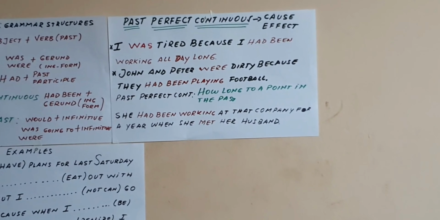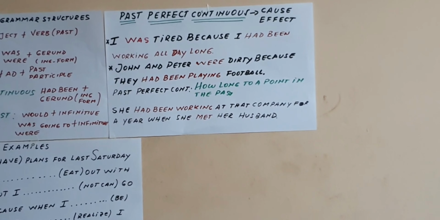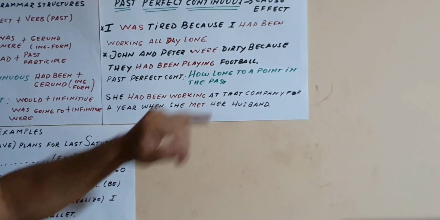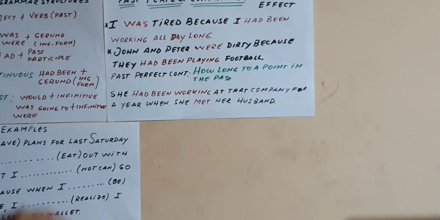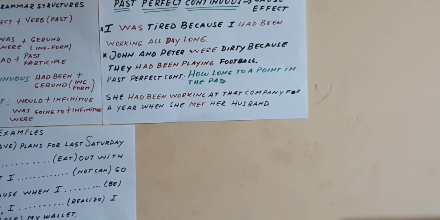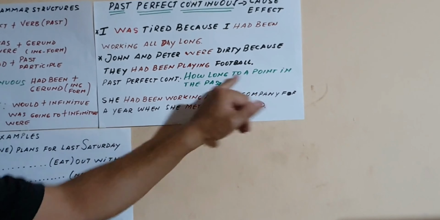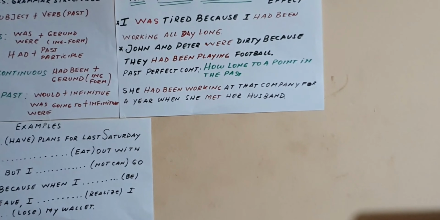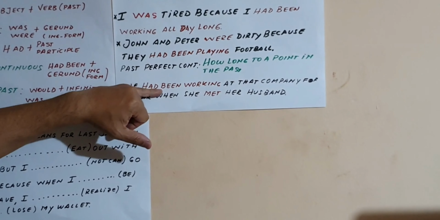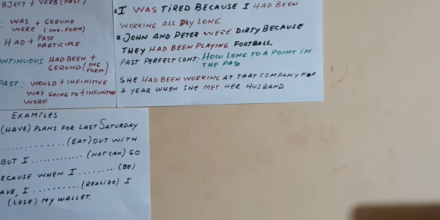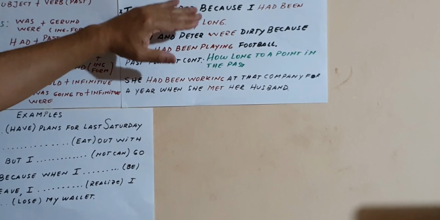I was tired because I had been working all day long. Or John and Peter were dirty because they had been playing football. The past perfect continuous can also be used to show how long to a point in the past. For example, she had been working at the company for a year when she met her husband. So, how long to a point, which point? When she met her husband, she had been working at the company for a year. So, these are the main uses of the past perfect continuous.